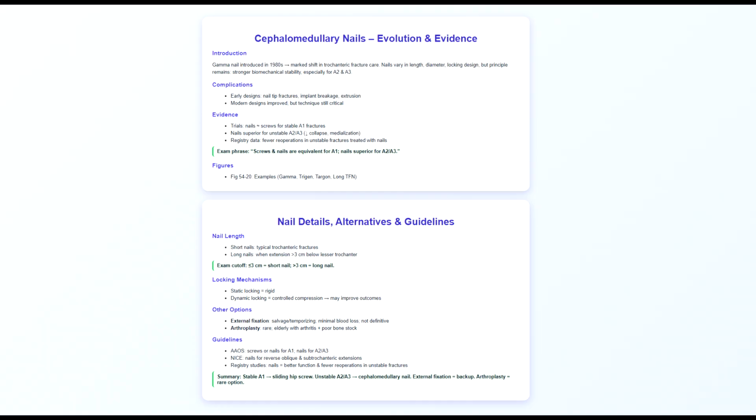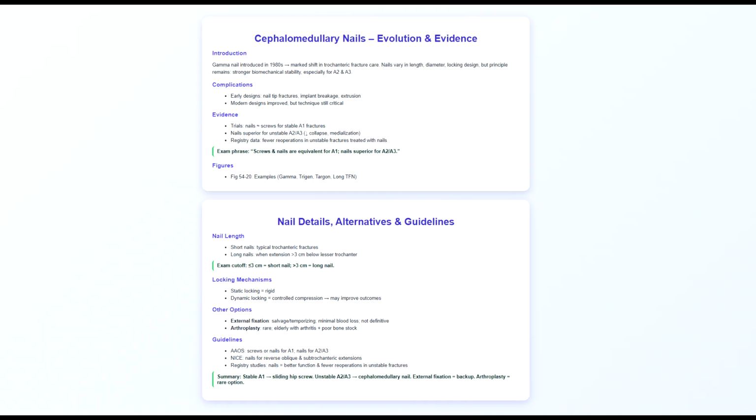Dynamic versus static distal locking is another important concept. Static locking creates a rigid construct, while dynamic locking allows controlled compression during weight bearing. Evidence suggests that dynamic locking may provide superior outcomes in unstable fractures, though results vary.